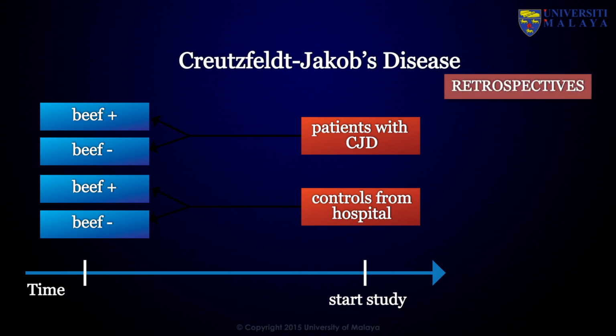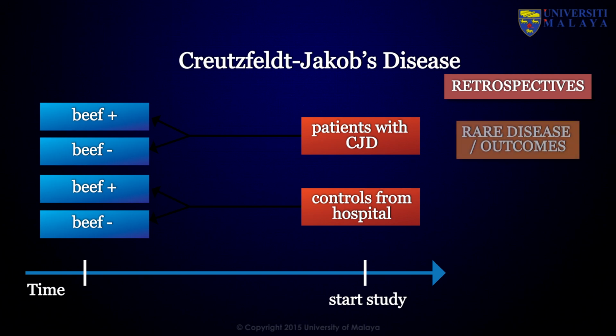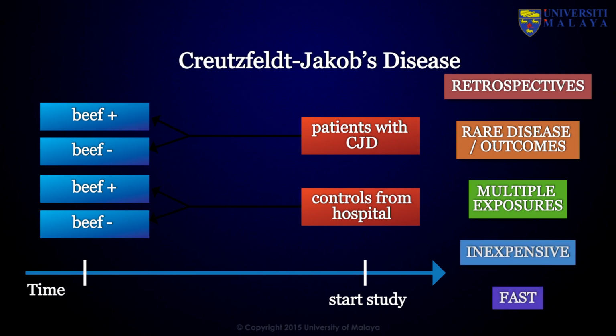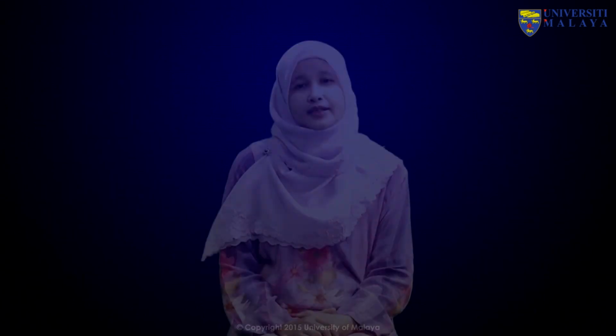Since this study starts with the diseased population or cases, it is suitable to study rare diseases or outcomes, and it is possible to study multiple exposures. A case control study also needs a relatively shorter time to complete and is inexpensive. Next, I will talk about measures of association in epidemiology.